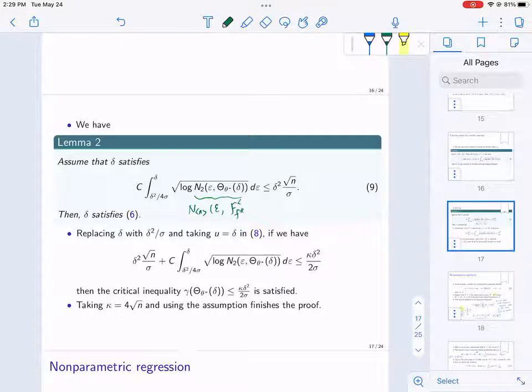It was just an observation. The notation is horrible, but it's just the neighborhood in F centered at F star of radius delta in the empirical norm. That's all the indices that I could put there. The idea is simple: you have F, there's an F star, and then you put a ball of radius delta in the empirical norm. So this is exactly that.